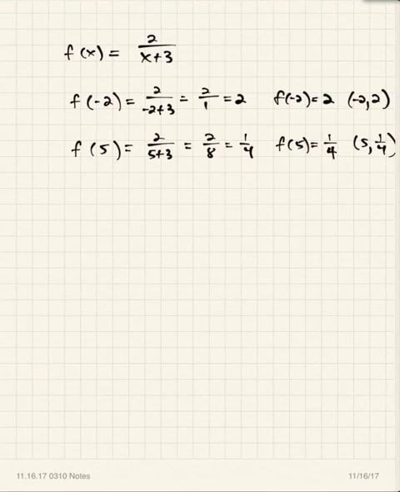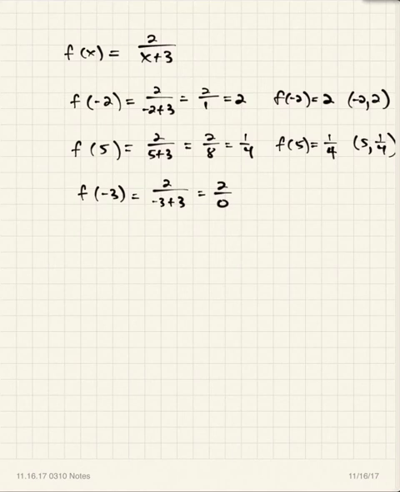Now, the reason I brought this particular example up is let's look at what this rule does with negative 3. So the rule is f. We've got the rule stated at the top: 2 over x plus 3. So how do we figure out what this rule does with negative 3? We substitute negative 3 in for x, and we get 2 over 0.